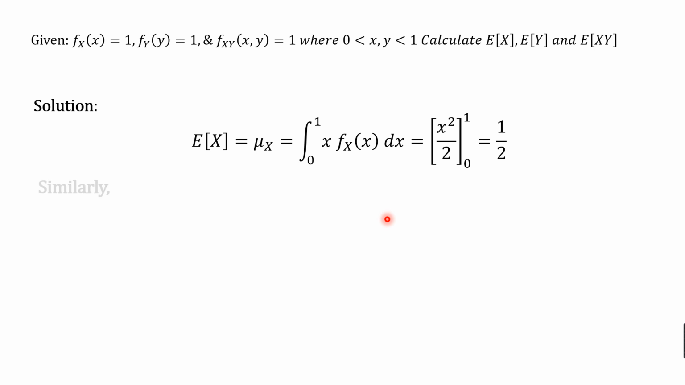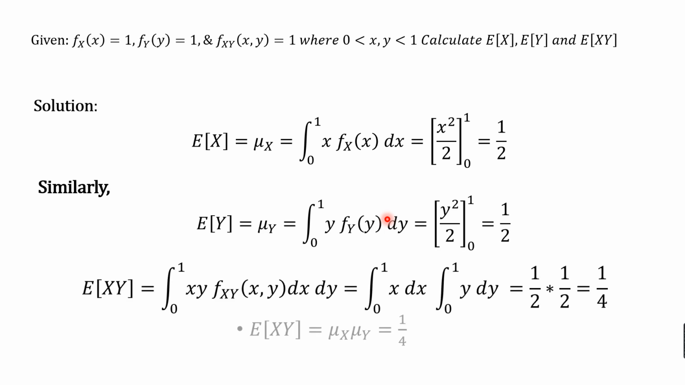After calculation, we have come to know that expectation of xy equals the product of the means of the two random variables x and y, that is equal to 1 by 4 here. So what could be the conclusion after the simplification? The covariance of xy is 0 in this case.